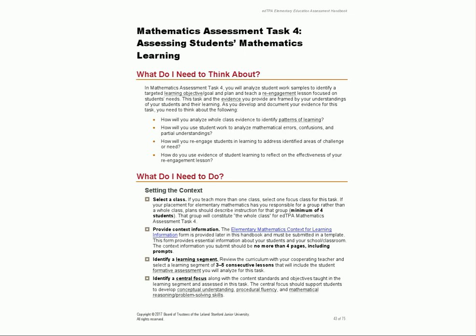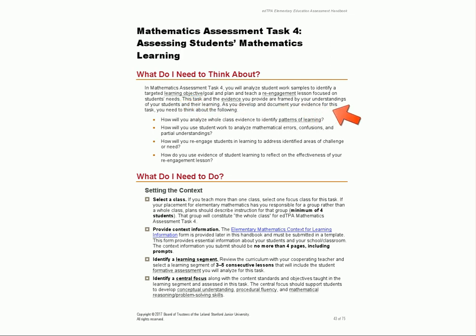Now, as with the other tasks, there are 4 sections. The first 2 are what do I need to think about and what do I need to do. If we look up here, in Mathematics Assessment Task 4, you will analyze student work samples to identify a targeted learning objective and plan and teach a re-engagement lesson focused on students' needs. Students' needs are going to come up throughout this task, so keep that in mind.